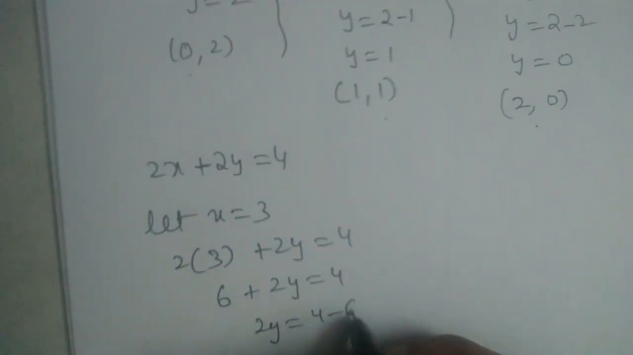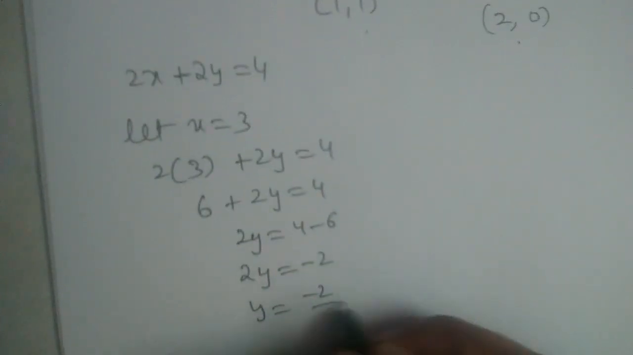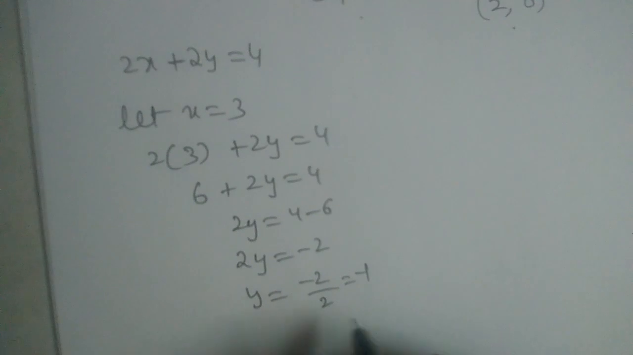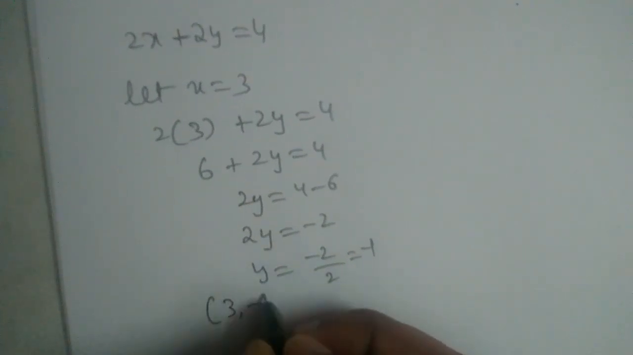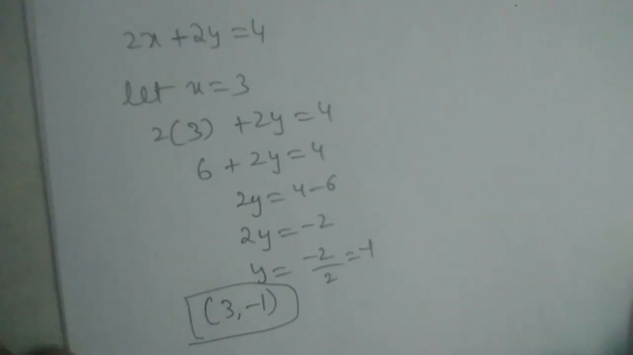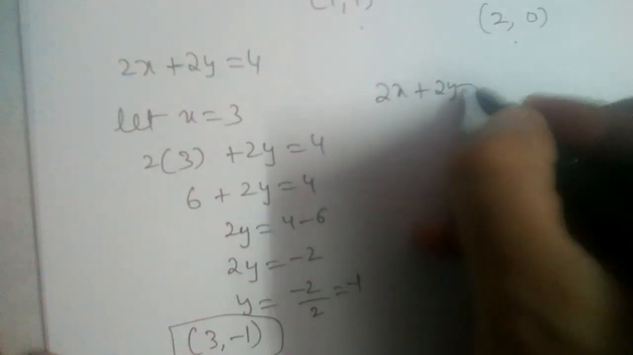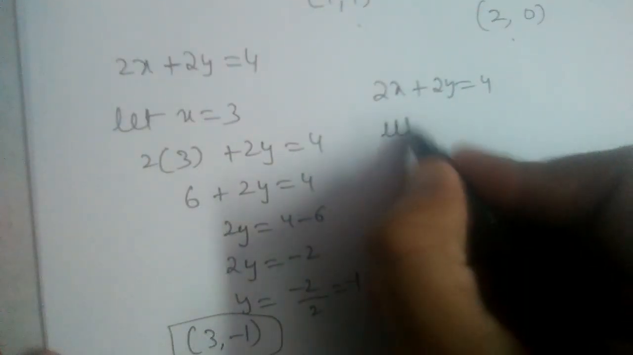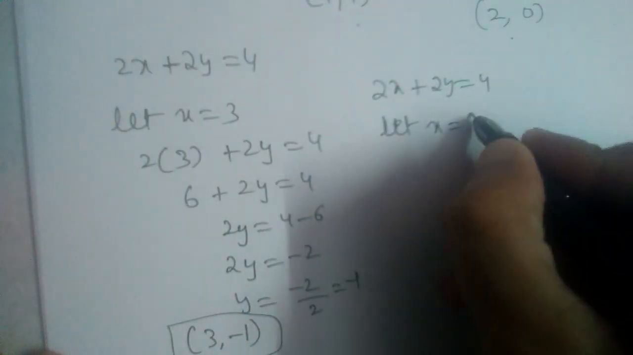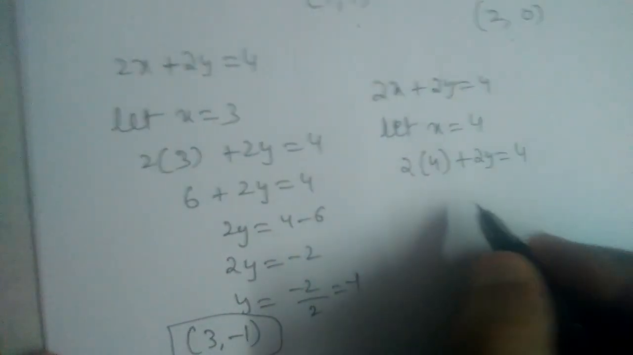So 2y will be 4 minus 6. So 2y will be minus 2. y will be minus 2 by 2. How much? Minus 1. So this is (3, -1). So this is the first point. Alright. Now let us write the equation again. Now let us substitute x is equal to 4. So this will be 2 into 4 plus 2y is equal to 4.